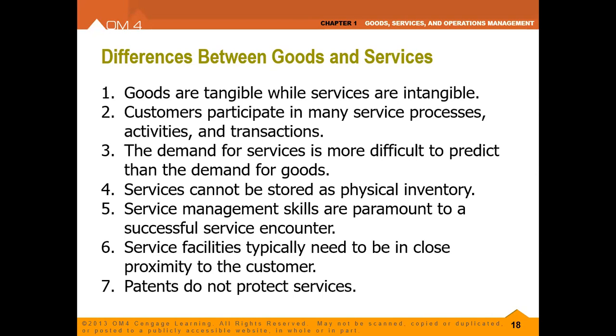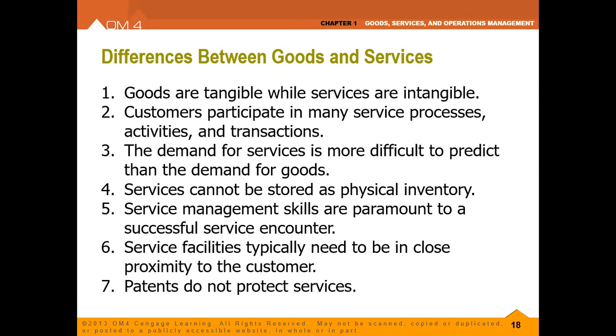And service management skills are paramount to a successful service encounter. Because it happens right there, a service facility usually needs to be in close proximity to the customers. Like when we get a haircut, or when we go to H&R Block to file taxes, you wouldn't drive too far to do that. But whatever product, like the shoes you bought might be made in Vietnam, the clothes you get might be made in India, so it'll be a little bit further. The production can be further away for physical goods.